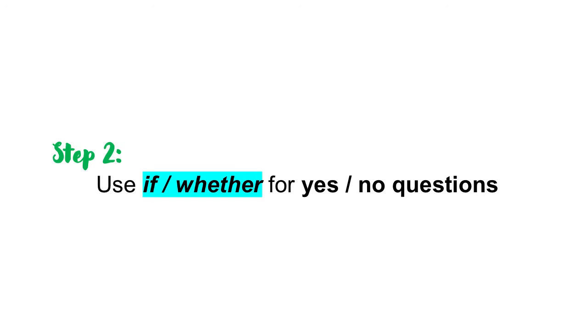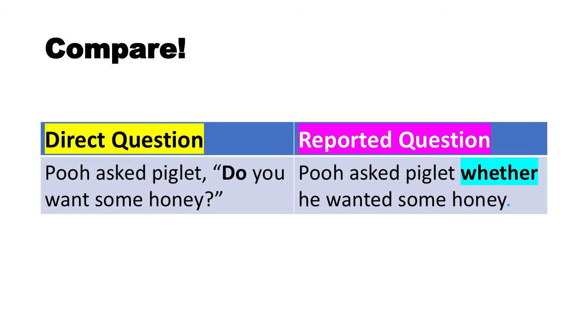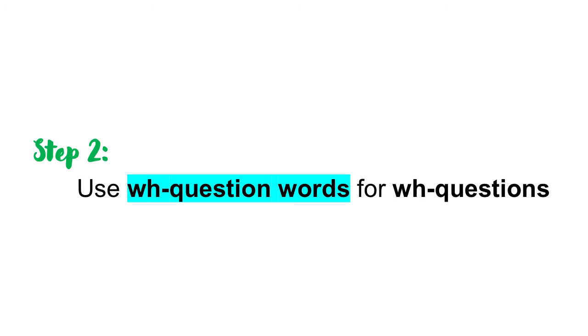Step 2 is quite different for yes-no questions and WH questions. We use if or whether for yes-no questions in step 2, like this. For WH questions, we use the WH question words in the original question.